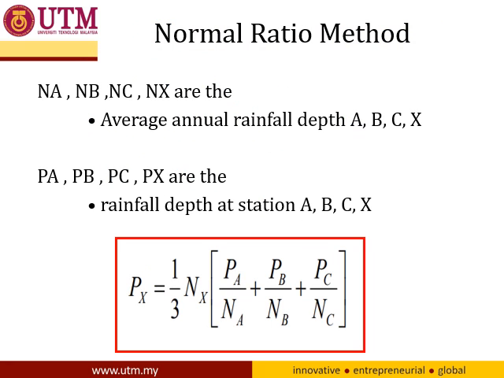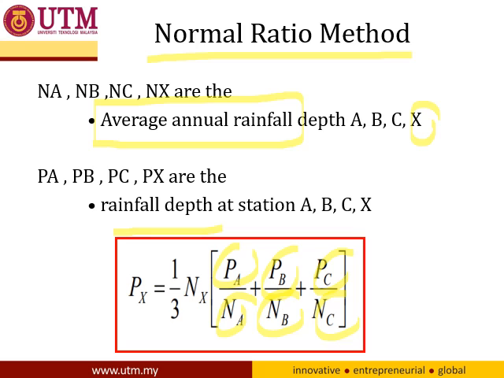The other way is the normal ratio method. This is also an average, but let's say we want to find the rainfall at station X. We need to see here: N is the average annual rainfall. Based on the annual rainfall data, we need a ratio against the average annual rainfall data, and PA, PB, PC is the rainfall depth at that time.